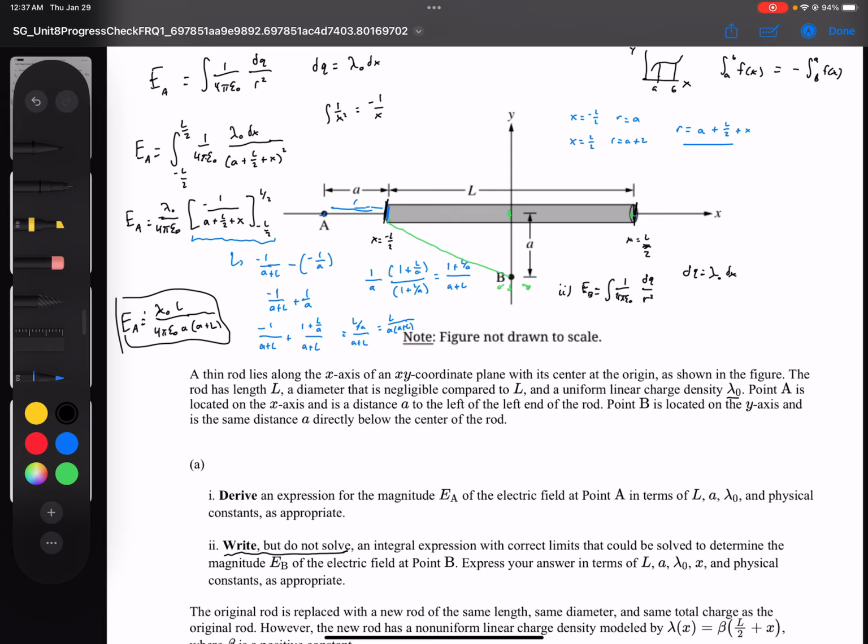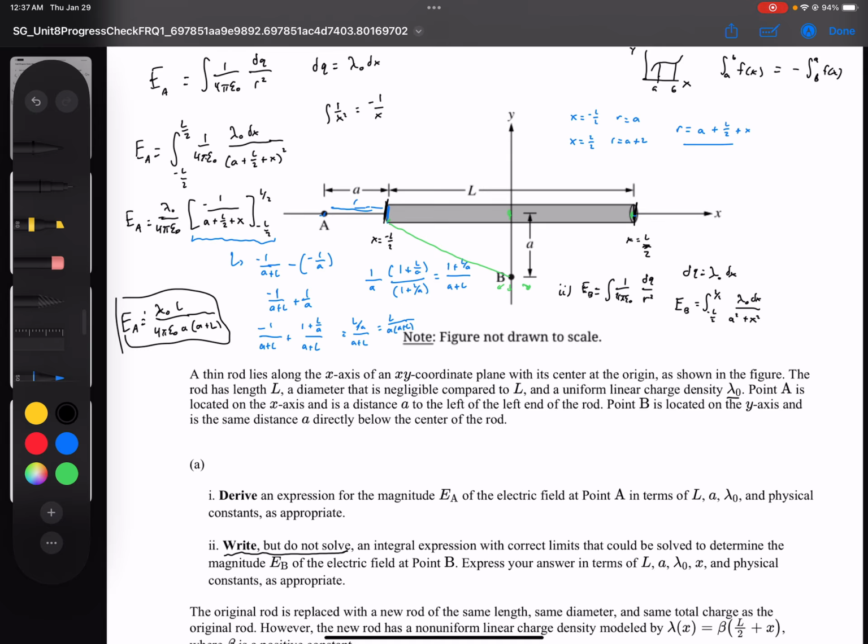It's a uniform density. And then here, we've got to set up our bounds again. So again, we're integrating from x equal to negative L over 2 to L over 2. So we have here the electric field at point B is equal to the integral from negative L over 2 to L over 2 of lambda naught dx, all divided by a squared plus x squared. Now, why is it a squared plus x squared?